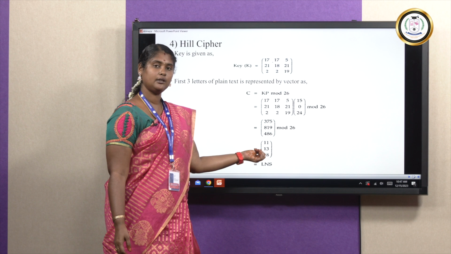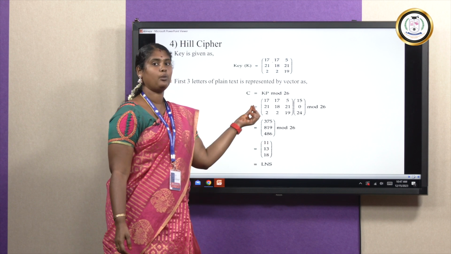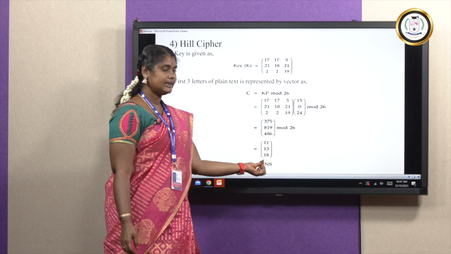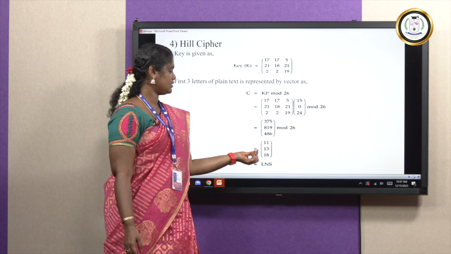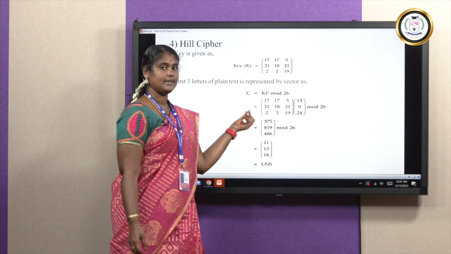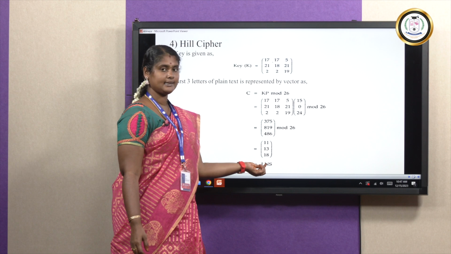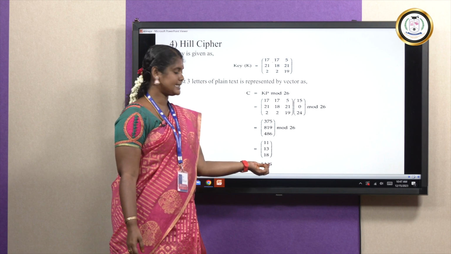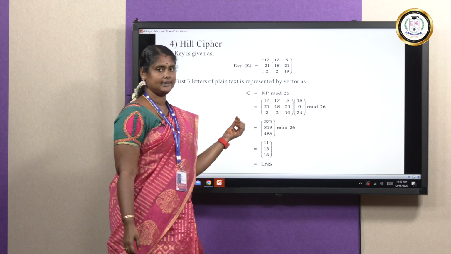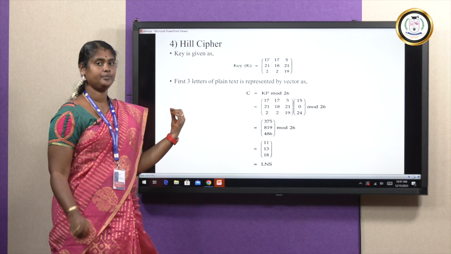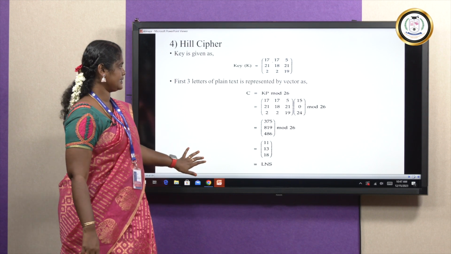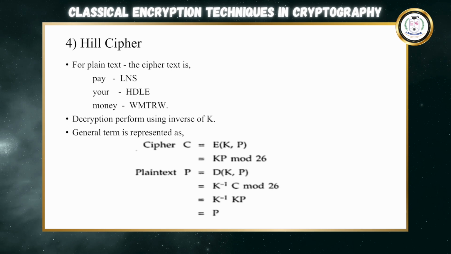So now what do we need to do? In the 11th number, what is the letter we are having? In the 13th number, what is the letter we are having? So like that we need to replace. So instead of PAY, the replaced letters, that is the cipher text, is LNS. So like this in the Hill cipher we need to do KP modulus of 26. So instead of PAY we are having LNS.